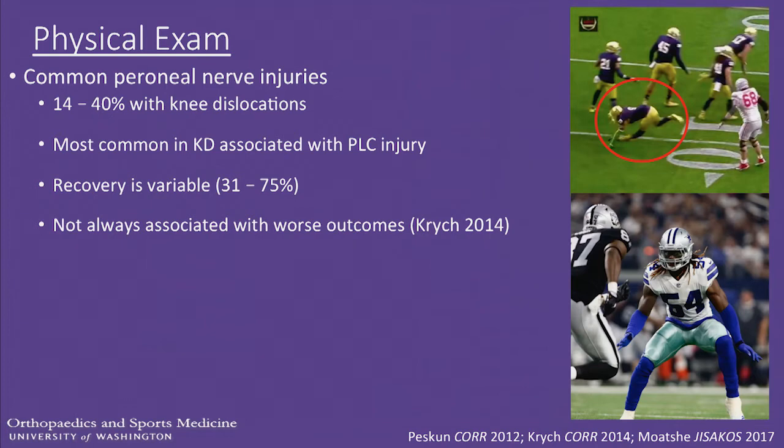They're also associated with common peroneal nerve injuries, especially the posterolateral corner injuries, more so than any other type of dislocation. Occurs somewhere between 14 and 40%. Recovery can be variable, somewhere between 30 and 75% of the time, and sometimes it comes back fully, and sometimes it comes back partially, and sometimes not at all. Interestingly, again, the Mayo series showed that that doesn't always correlate with poorer outcomes.